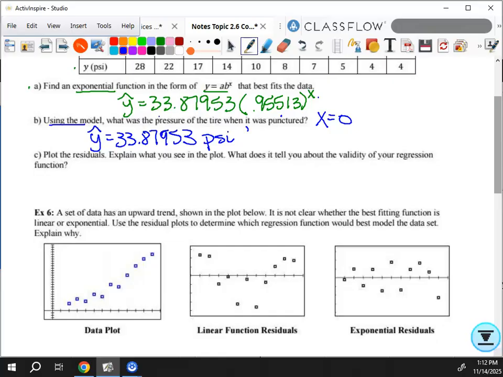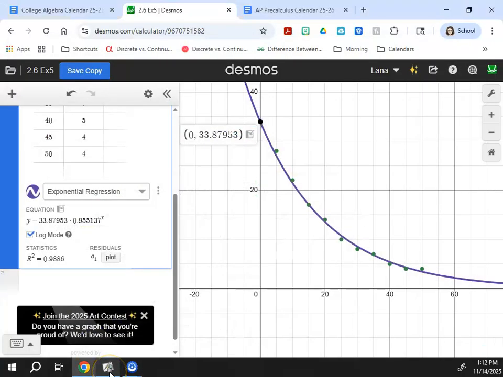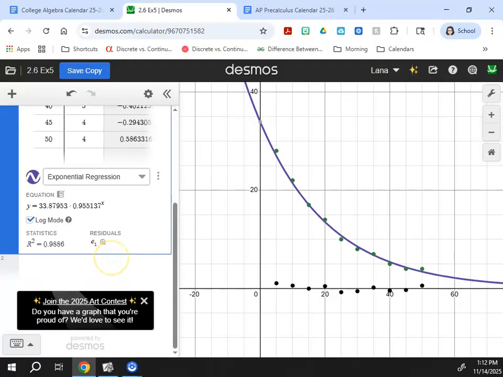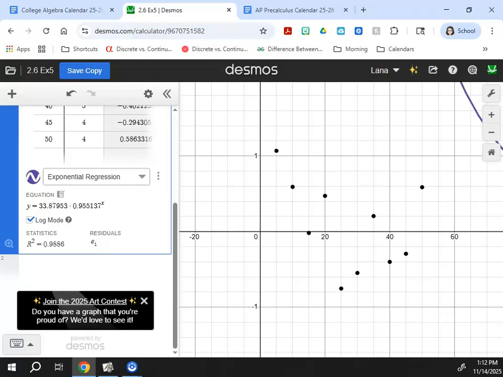Then it tells us to plot the residuals, which is super easy to do on Desmos. Not so easy to do sometimes on the calculators, but there we go. I'm going to zoom in so that I can look at them. And then it says, what does this tell you about the validity of your regression function? All right, so it says explain what you see in the plot. All right, so what do we see? No, yeah, it's just random, no clear pattern, right?